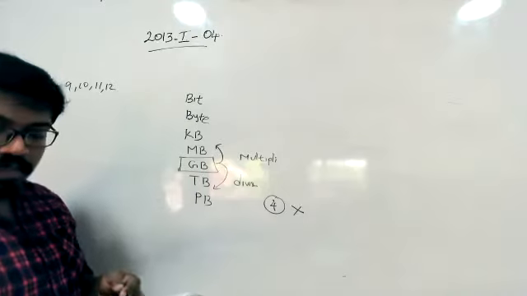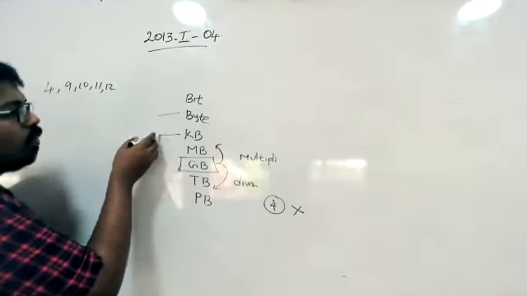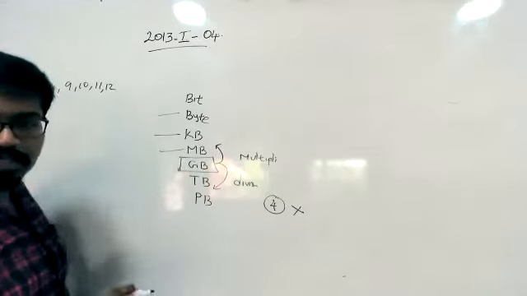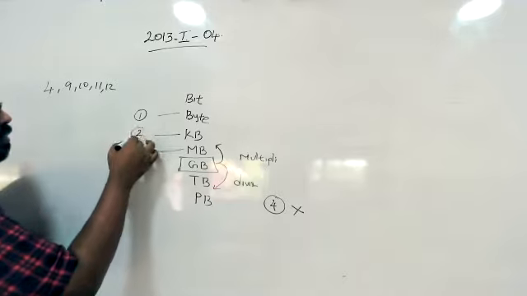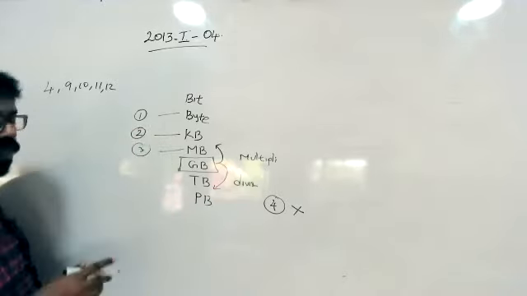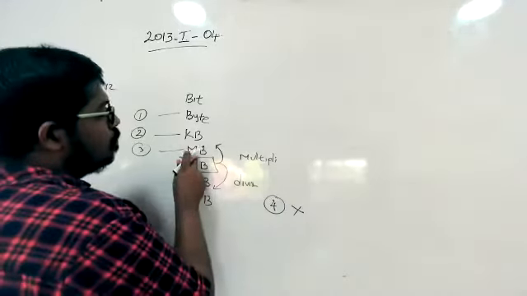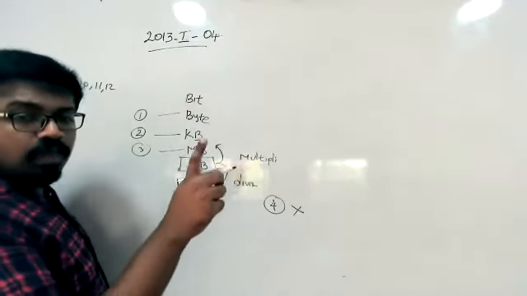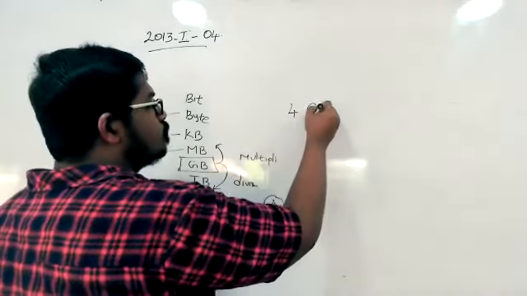Then we have byte, kilobyte, megabyte. So this is answer option 1, this is 2, this is 3. So here, conversion from GB to MB is very simple. Why? Only one step conversion. So 4 GB.